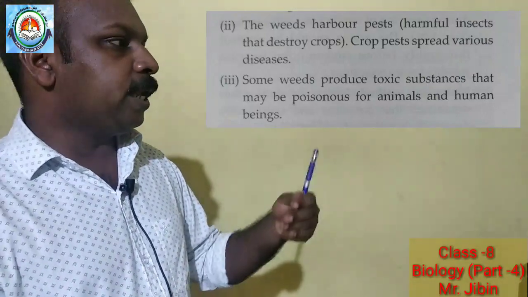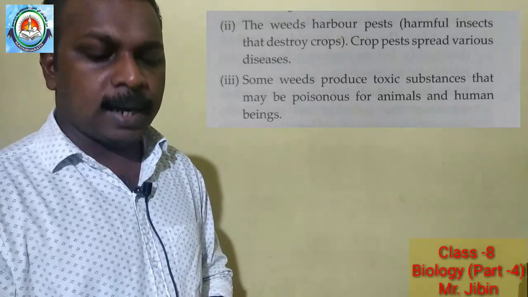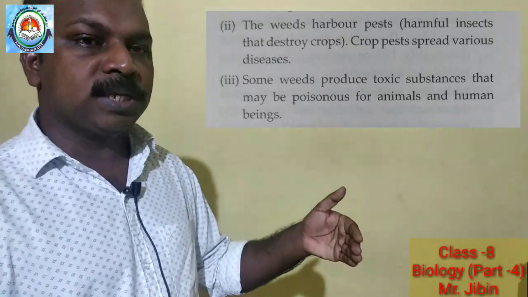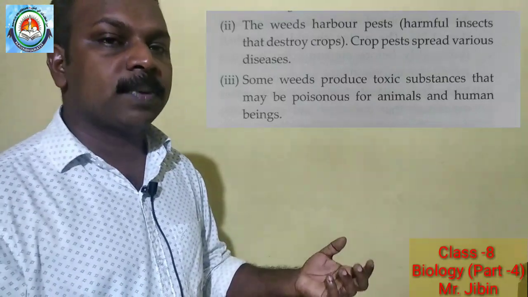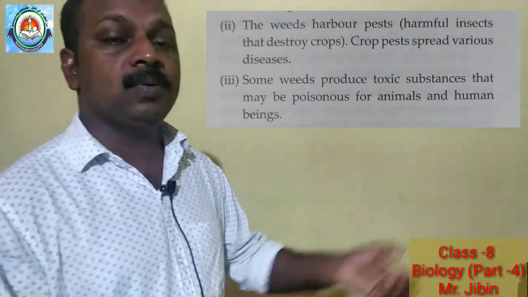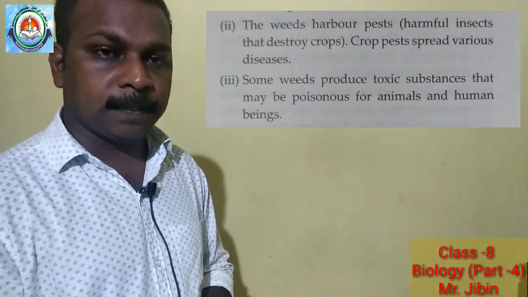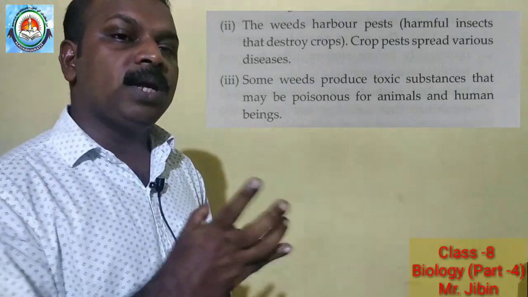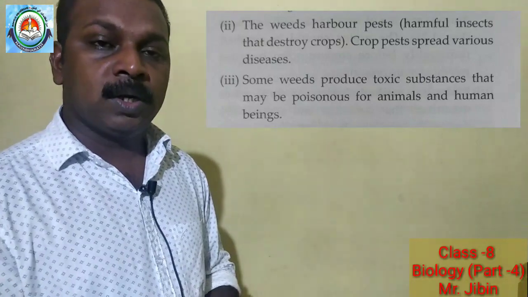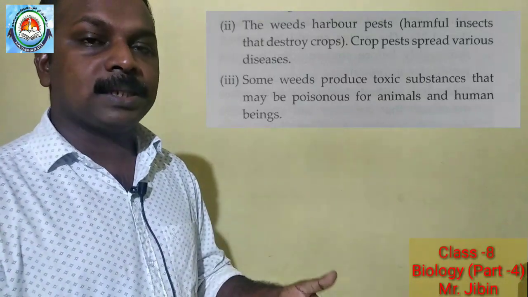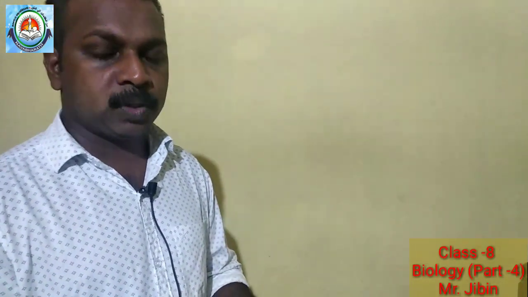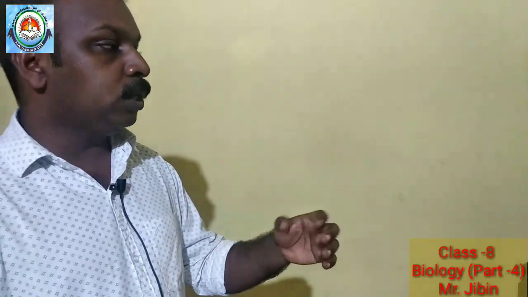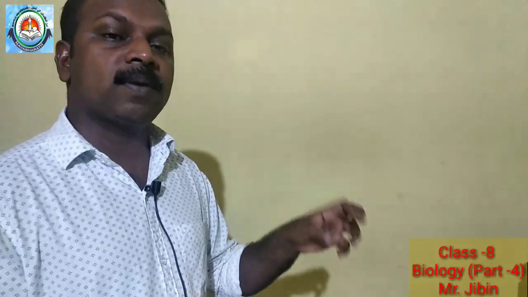Suppose if any other organisms like animals or human beings consume this, then what may happen? It causes death of those animals or human beings. So we have to remove all the weeds from the field to protect animals and human beings also. So these are the main 3 points for removing these weeds from the field.